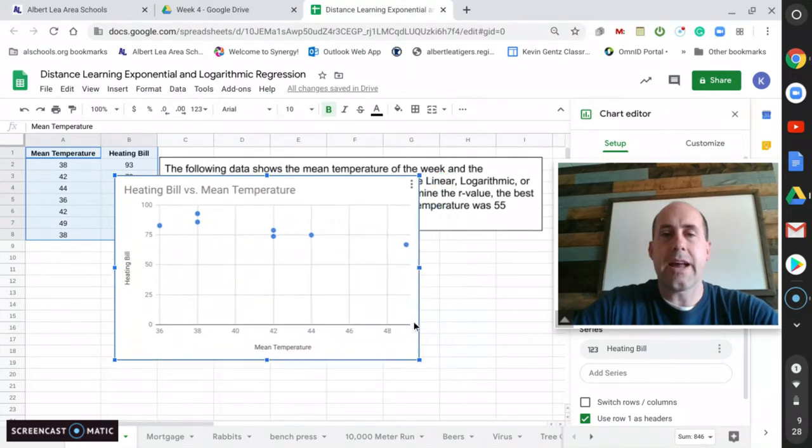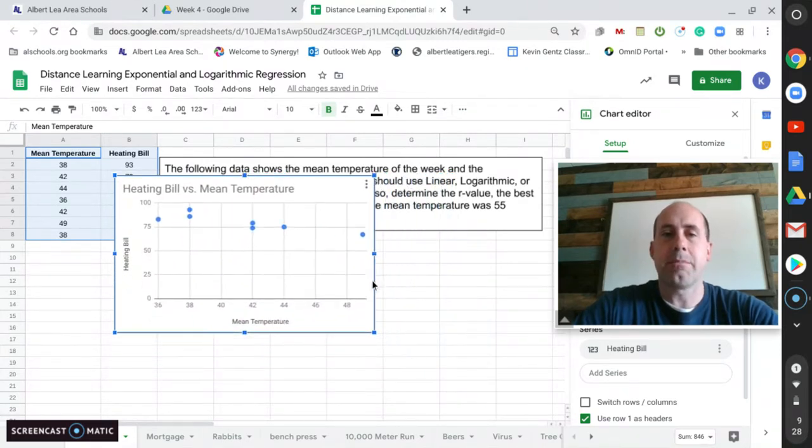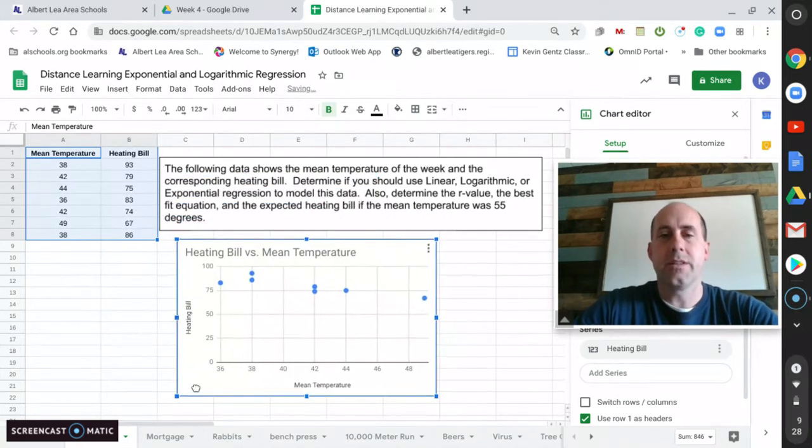Does it look like the data has a certain trend to it? Does it look like it kind of makes a line? And in this situation, I would say yes, it really does. So because it looks like it makes a line, you have linear regression.